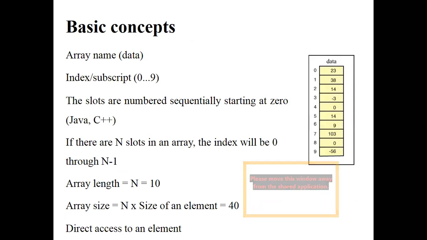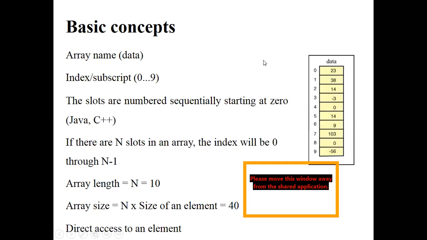Basic concept: you have the array name, indexing from 0 to 9. Here we have an example, and the slots are numbered sequentially starting from 0, 1, 2, 3, 4, 5, 6, 7, 8, 9, and then you have the data at the specific position. Like at position number 5 we have the data 14. Suppose this is the marks of the students or any other type of data.